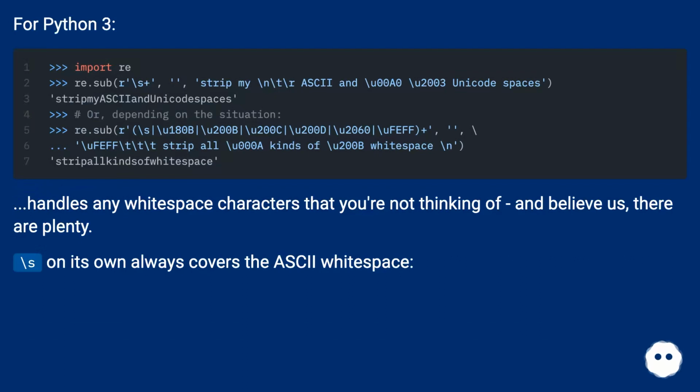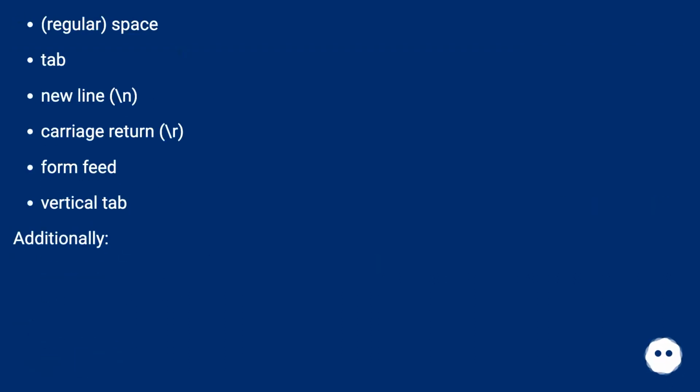For Python 3. Handles any whitespace characters that you're not thinking of, and believe us, there are plenty. \s on its own always covers the ASCII whitespace: regular space, tab, new line, \n, carriage return, \r, form feed, vertical tab.